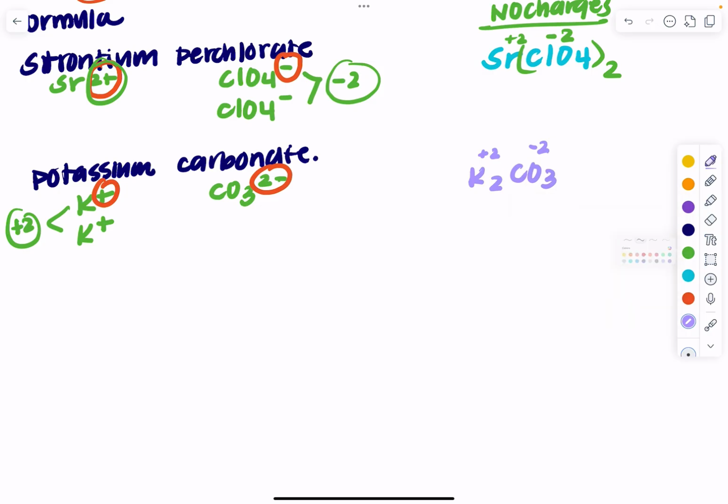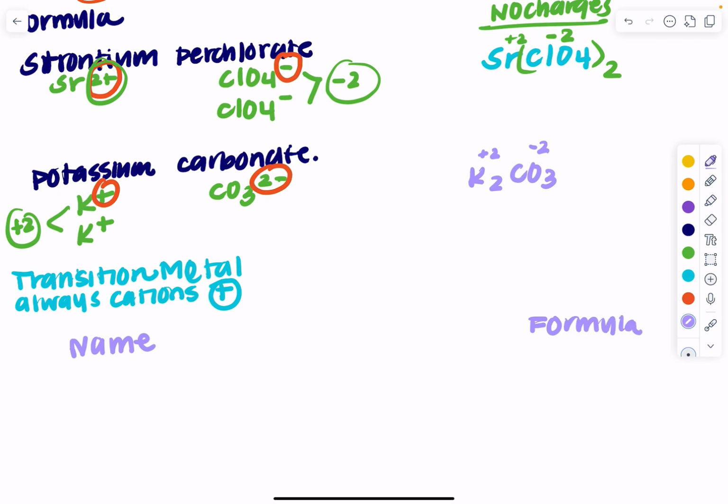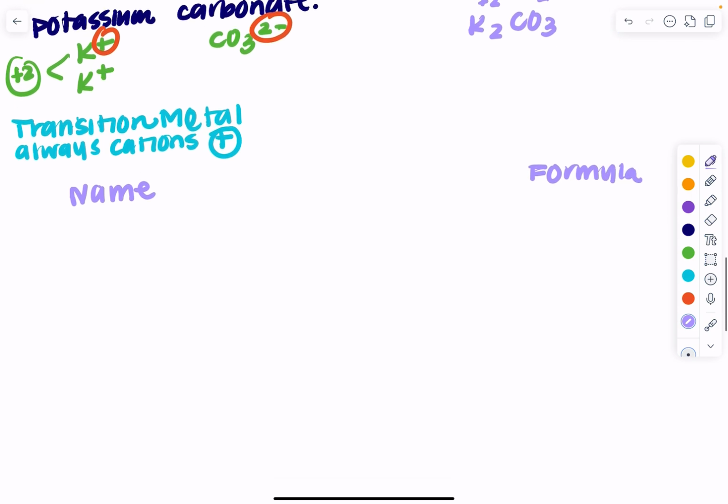And then last thing, if we have a transition metal, it's the same thing that we learned last time, but let's put it in conjunction with a polyatomic ion. Remember, transition metals are always positive. They're always cations. But in this case, you might see it 2 ways. You might be given the name, or you might be given the formula. If you're given the name, it might have a Roman numeral in there.